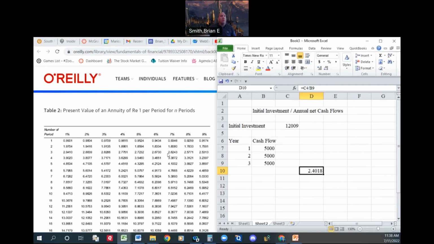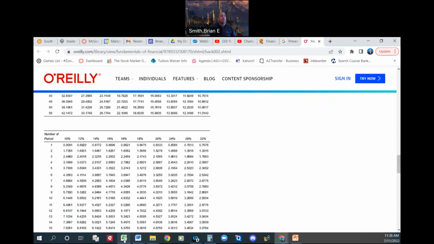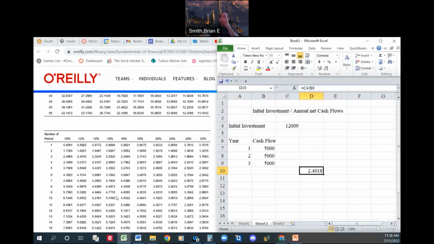Let's see if we can find that number here. 2.4018. If you know how to use the tables, you're going to know that these go down as they get bigger, so we're going to need to go down to this one. 2.4018. Here we're close. There it is. So we're looking at an IRR of 12%. So there's our interest rate.